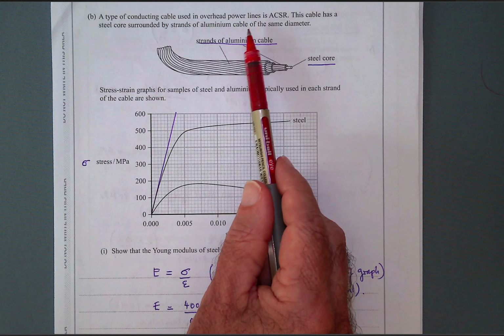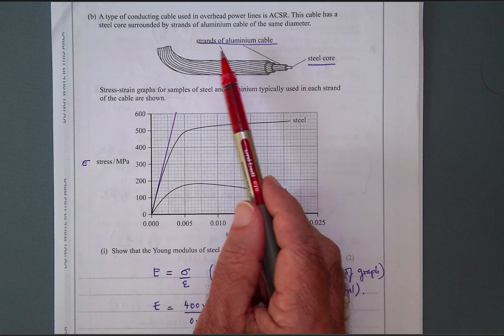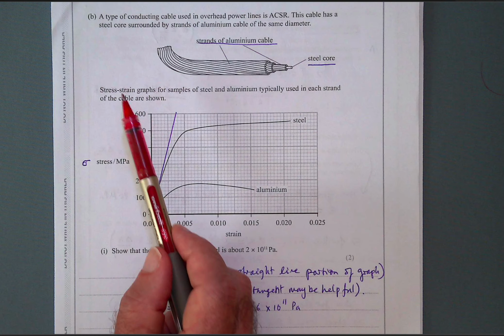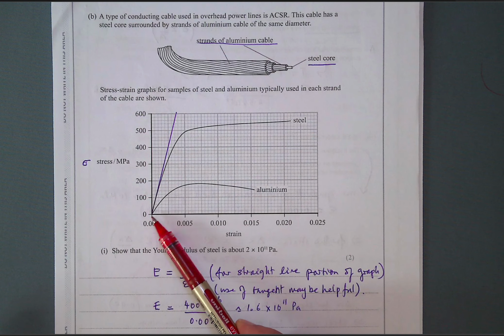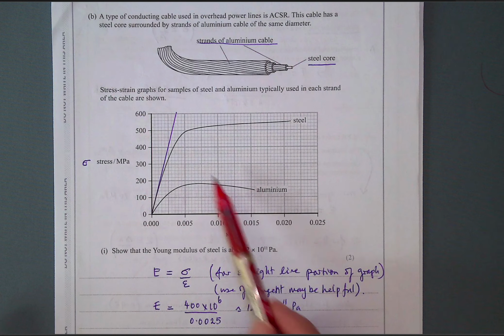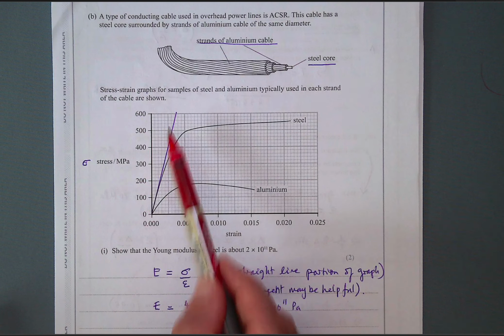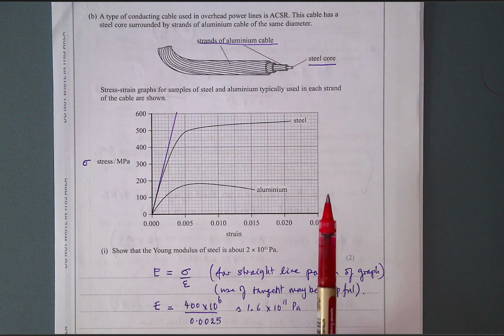Okay, so obviously aluminium is lighter than steel, so that decreases the weight problem, and steel gives it the strength that it requires. Stress strain graphs for samples of steel and aluminium typically used in each strand of the cable are shown. So you've got the steel properties of stress against strain. So this is a Young's modulus topic that you must have studied before. And the aluminium, you can see it's not able to take the same stress as the steel. So steel is stronger.